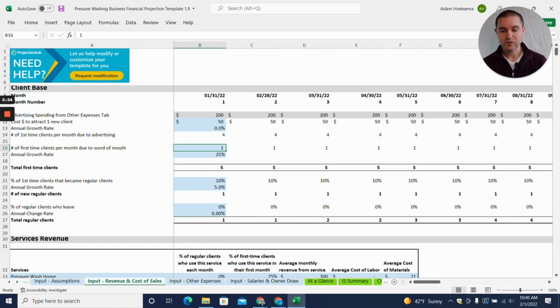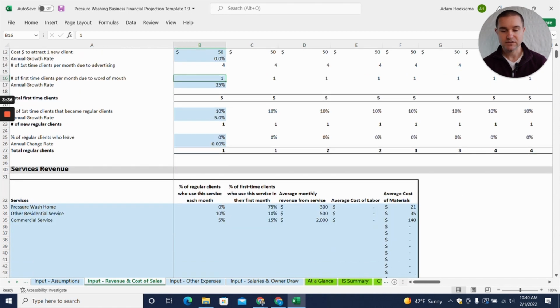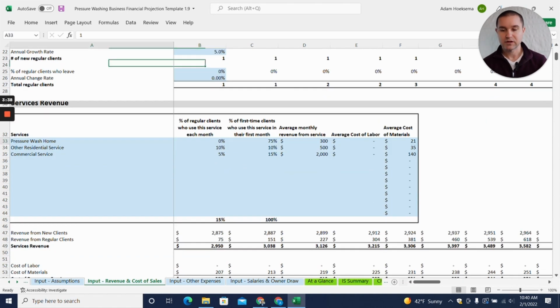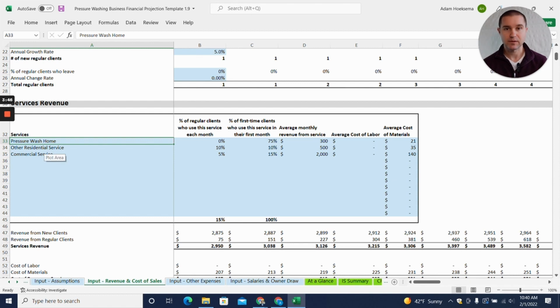And that's going to give you a total number of regular customers. And from there, you can put in your services in this table. So what services do you offer? Pressure washing for a residential home, some other residential service like maybe a pool or a driveway, and then commercial services.